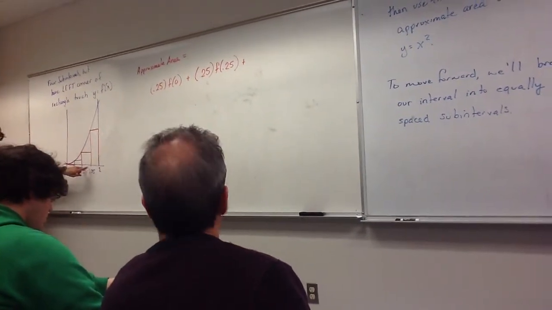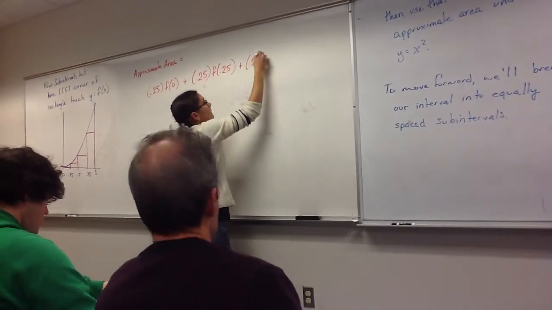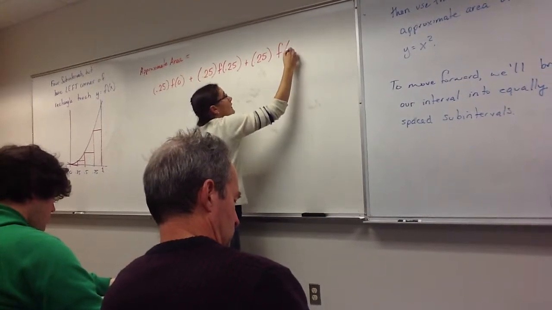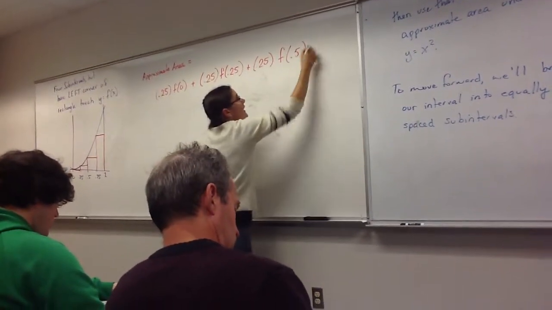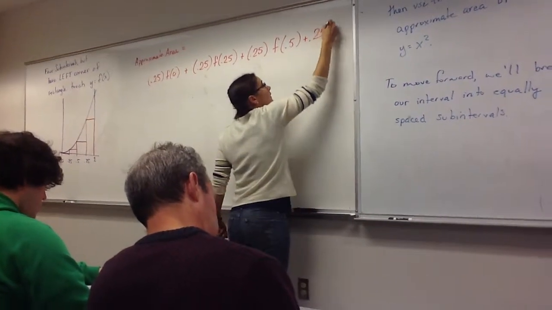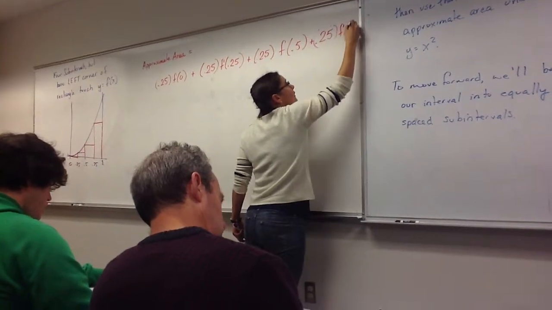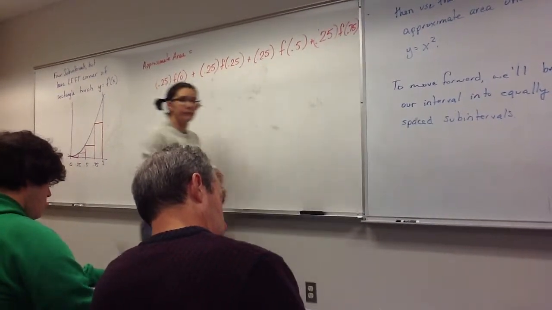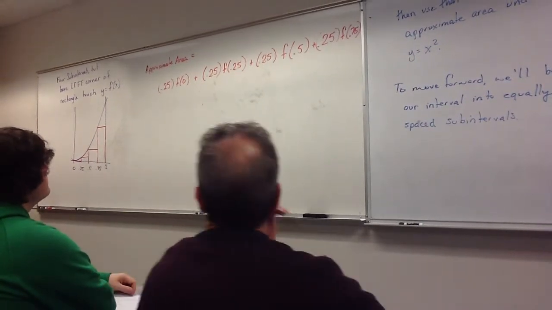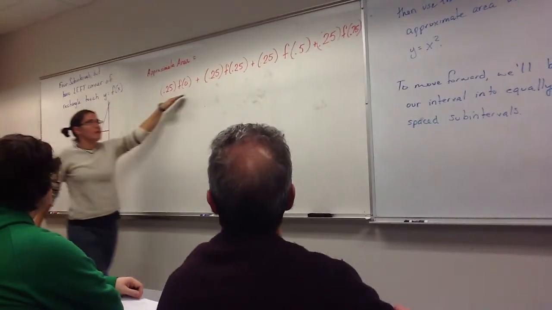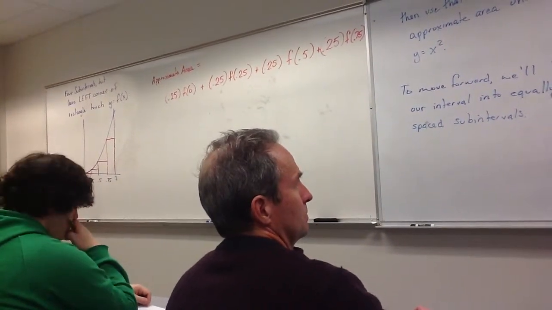And my third rectangle, width is the same. And my height is f of 0.5 on my third one. And my very last rectangle, my width is 0.25 and my height is f of 0.75. So symbolically, I'm writing down the areas of all 4 rectangles all together rather than writing each of them separately and then adding them together.